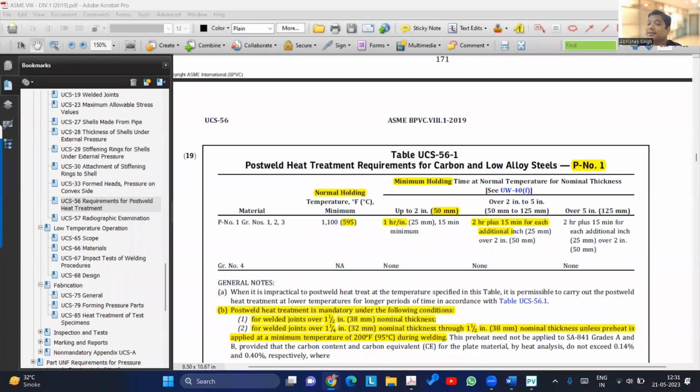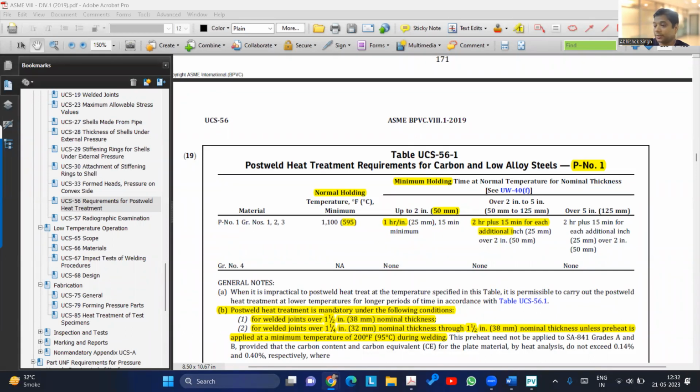If you are doing hydro test by using MAWP, your hydro test pressure also will be very high. To avoid that, we use MAWP equal to design pressure.